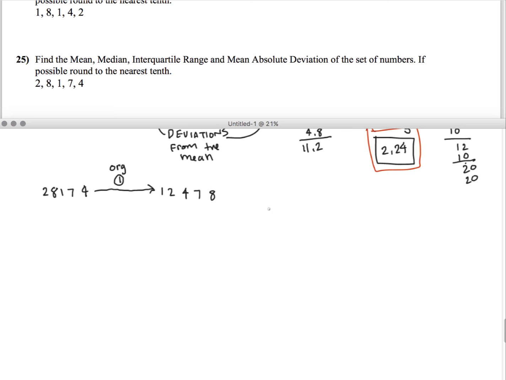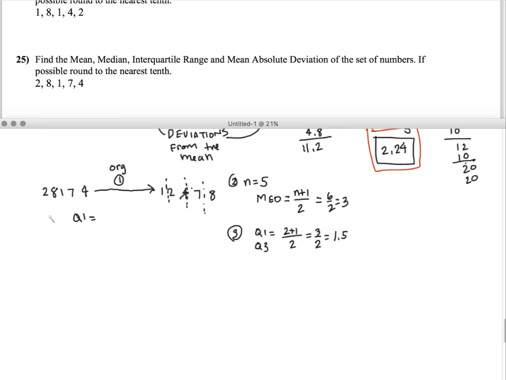So first we organize them. Next we get the number, which is 5 here. And we get the median, which is just 5 plus 1 over 2. That's going to be 3, split down the middle. Quartile 1. Going to be 3 plus 1. Okay, 1.5. Quartile 3 is the same thing.